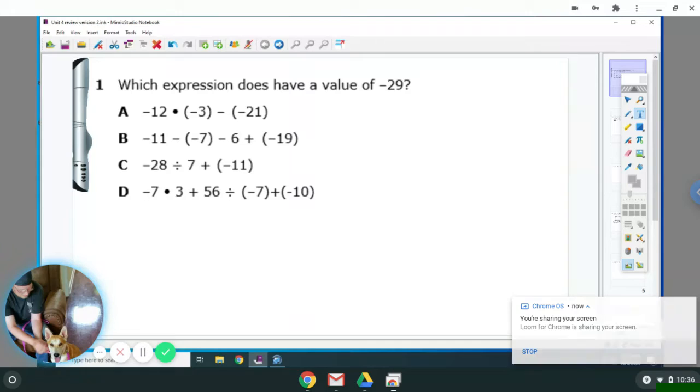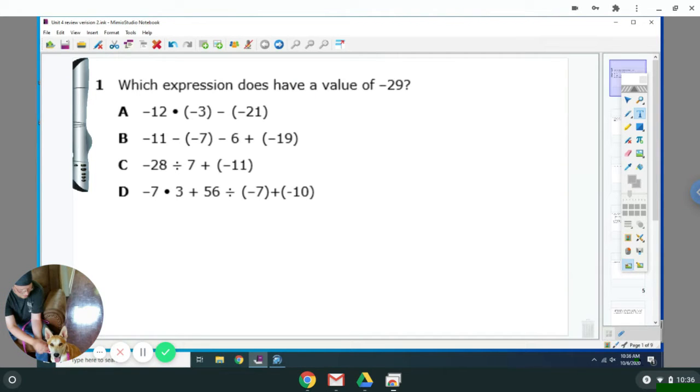This is your Unit 4 review for Honors 6th grade. You're going to do it on an Edpuzzle, and the video's going to pause before each question. You're going to answer the question, and then it'll show you how to do it. So number 1 says, which expression does have a value of negative 29?